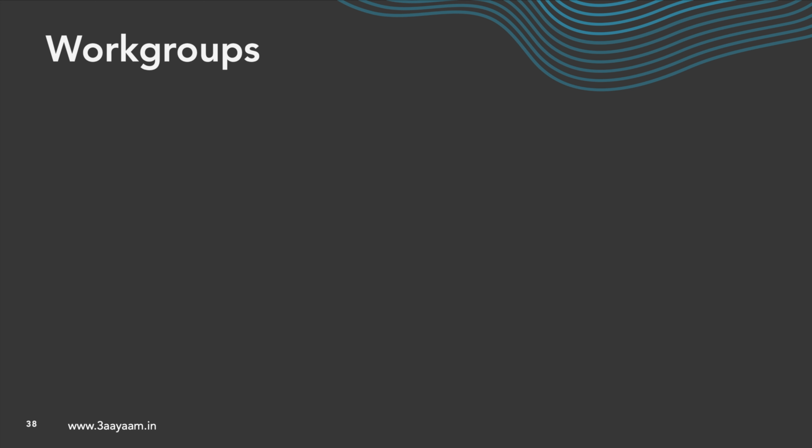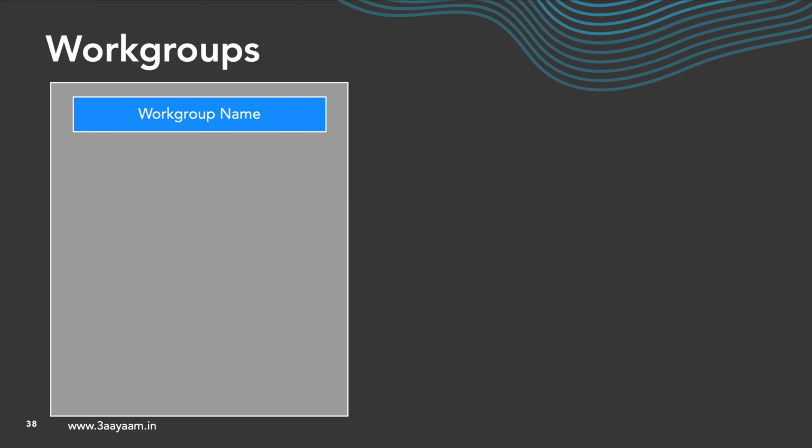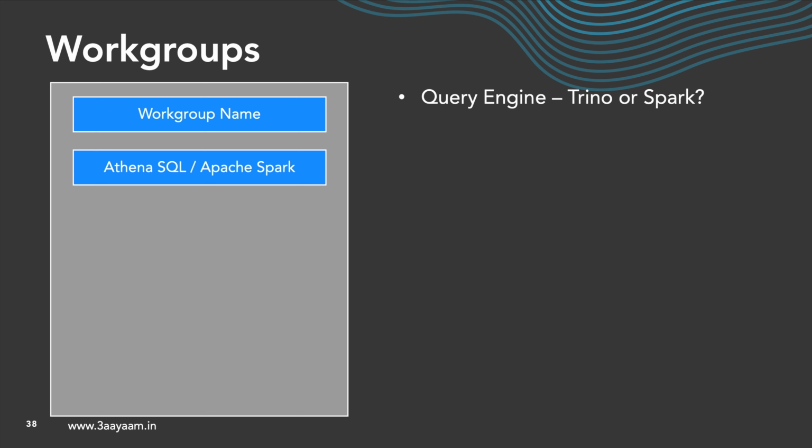Now, the way we enforce WLM in Athena is through workgroups. So, what is a workgroup and what are its various components? A workgroup is essentially used to separate the workloads in Athena. When we create a workgroup, of course, we give it a name. Then we define the query engine, whether we want to use Trino, which is Athena SQL, or Apache Spark. We can run Athena using either Athena SQL, which runs Trino behind the scenes, or we can use Apache Spark as the query engine.